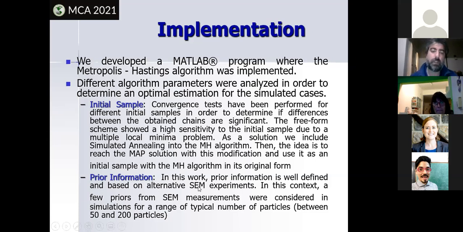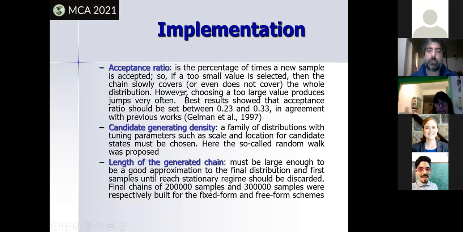The prior information, as I showed you before, is from SEM measurements that were considered in simulation for a range of typical number of particles between 50 and 200. The acceptance ratio is the percentage of times a new sample is accepted. Best results show that acceptance ratio should be set between 0.23 and 0.33. That is in agreement with previous works.